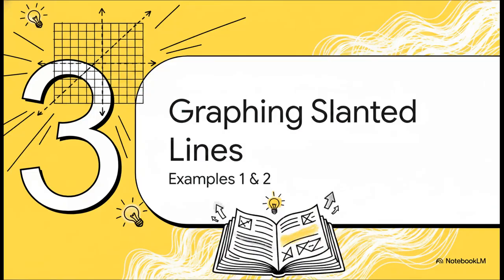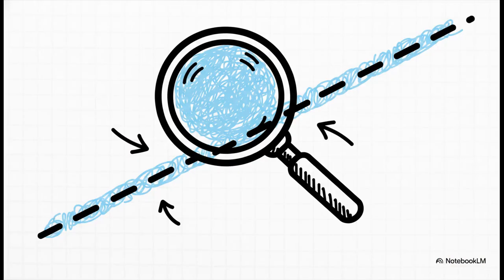All right, part 3, graphing slanted lines. Let's look at a couple of examples. Let's put these rules into practice. Take a look at this inequality right here. y is greater than x minus 2. Now, notice right away there is no equal sign underneath that greater than symbol. That should instantly tell your brain, okay, strict boundary, we are definitely using a dashed line here.